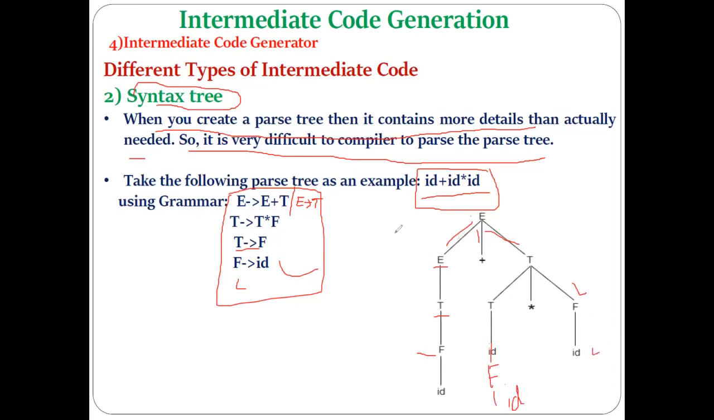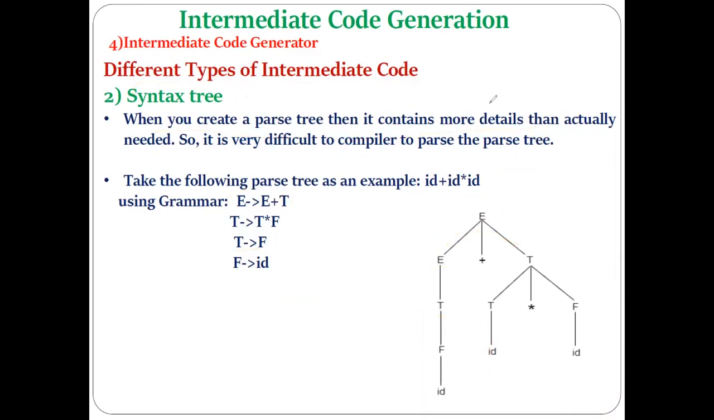So you can see this parse tree contains too many details, meaning it contains the grammar symbols also. You can see the grammar symbols are included in the parse tree, but there is no need to have the grammar symbols in this parse tree if you consider the utilization of the parse tree for intermediate code. So for that purpose the syntax tree is chosen. Now for the same expression, let's see how the syntax tree can be drawn.